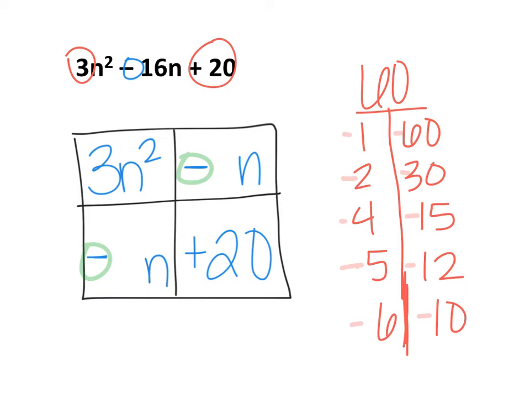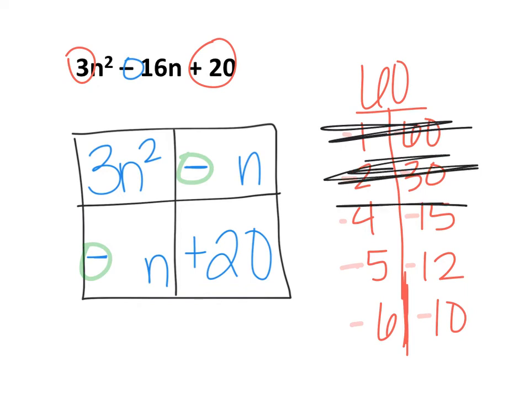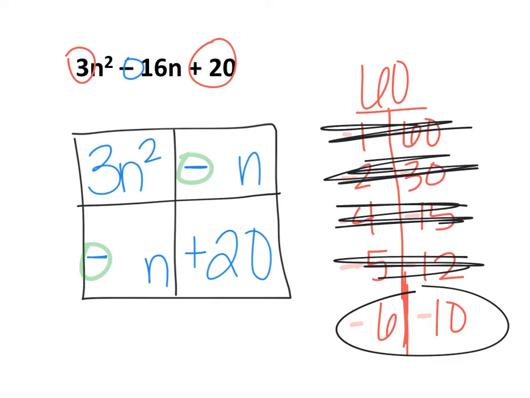Negative 1 plus negative 60 does not. Negative 2 plus negative 30 does not, does not, does not. Only option. So let's go ahead and fill in our table. So that's going to be a negative 6 and a negative 10.